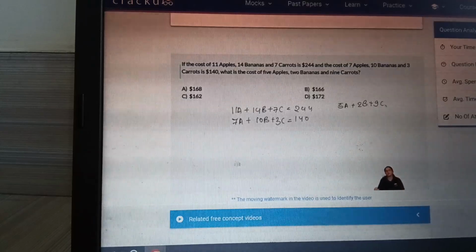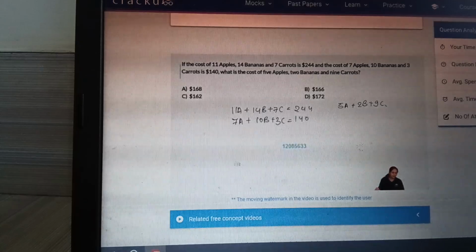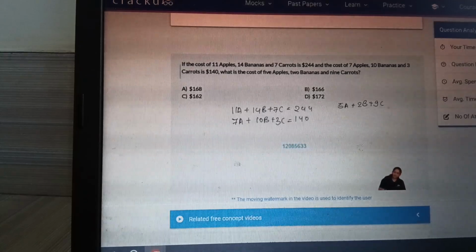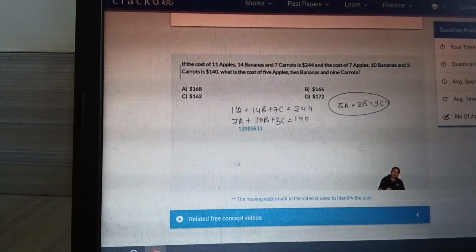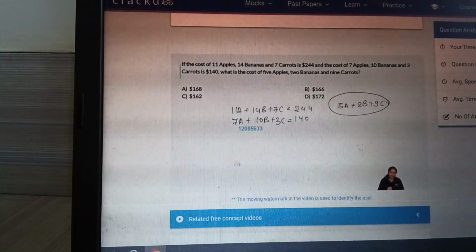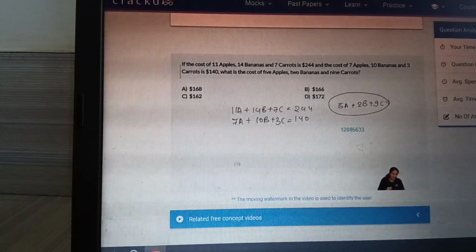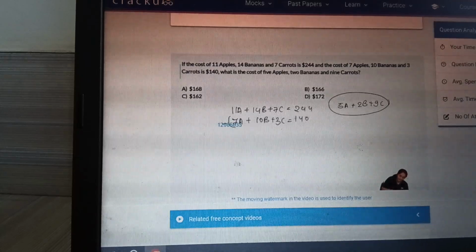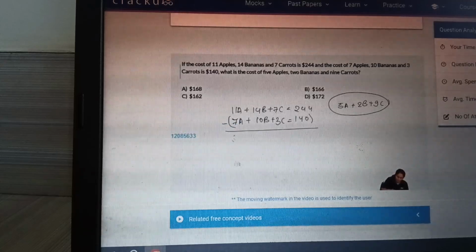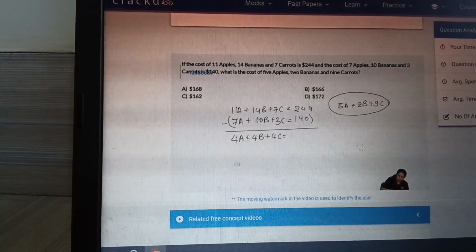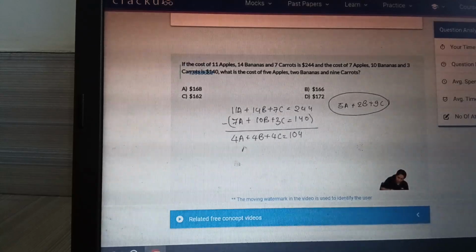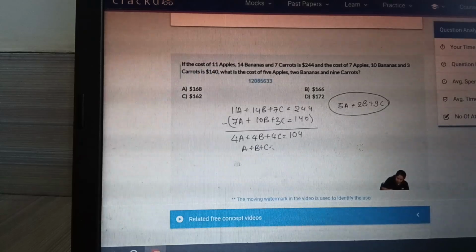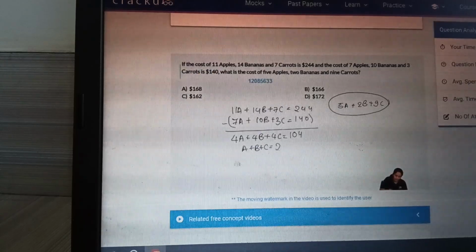Whenever you have two equations with three variables, in general you can say that you can't find the answer. But you are asked for a special combination of this. So let us see, can we manipulate the equations to find that kind of answer? I see that between the coefficients of the first equation and the second equation, there is a gap of 4. So if I subtract the second equation from the first equation, I get 4A plus 4B plus 4C is equal to 104. So A plus B plus C is equal to 104 divided by 4, that is 26.